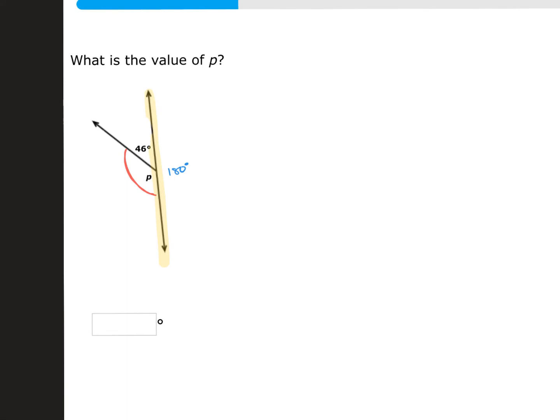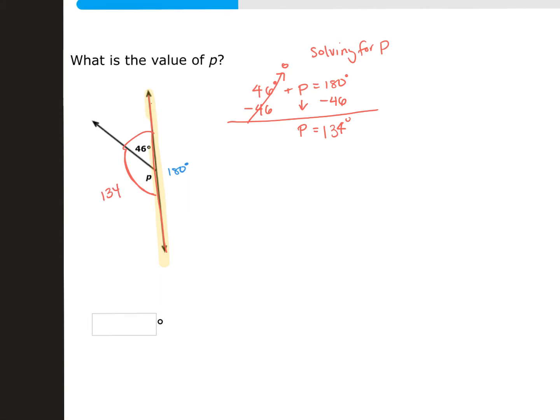I'm going to set up the equation just to keep it algebraic. 46 degrees plus P should equal 180. Take away 46 on both sides. Inverse operation, that's gone. Bring down your P, which is what we're looking for. You're solving for P, which equals 134.